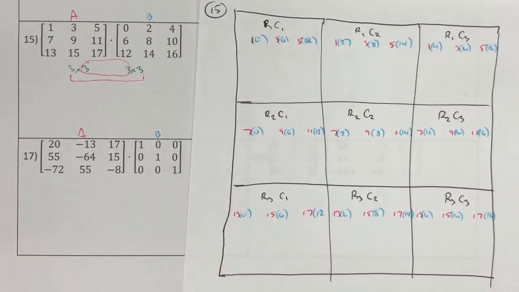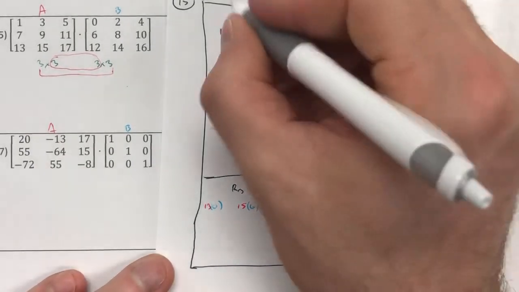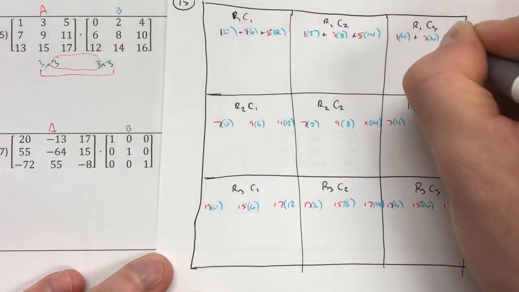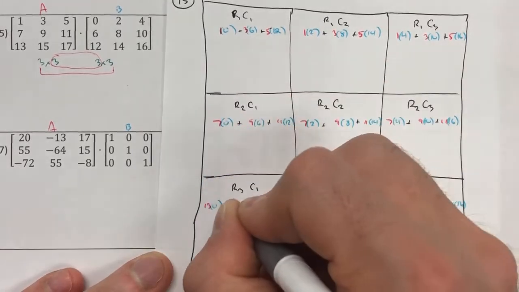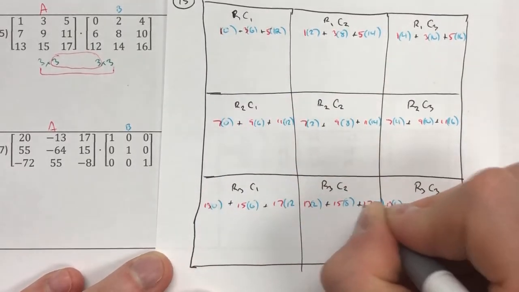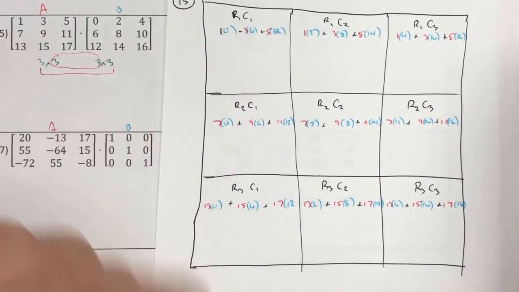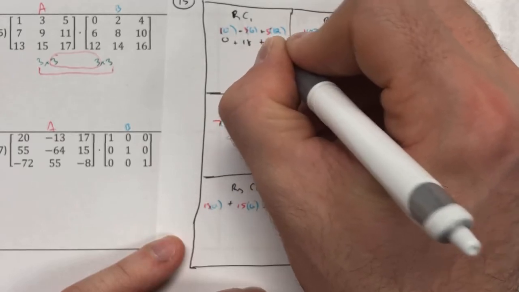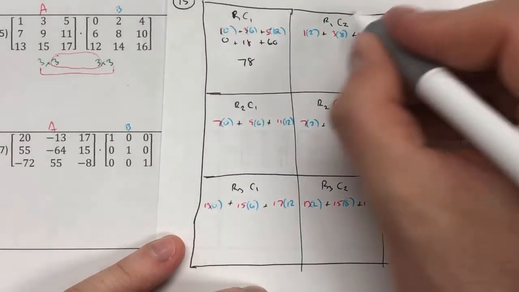Awesome. And so now, the hard part was setting it up. The easy part is just going ahead and adding all of these together. Quite possibly because we did this rather quickly, it's attempting to read our own handwriting. So 1 and 0 plus 18 plus 60 is going to give us a 78.